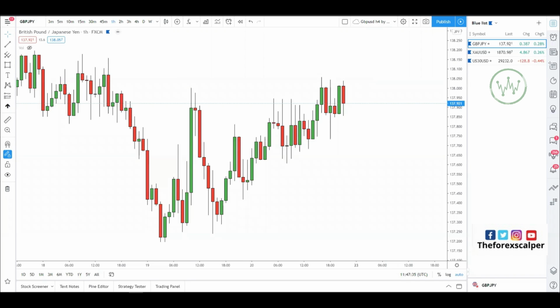Today, I'm going to cover three pairs, three assets: GBP/JPY, gold, and US30. We're going to identify supply and demand areas and retail levels. So I'm starting off with GBP/JPY.